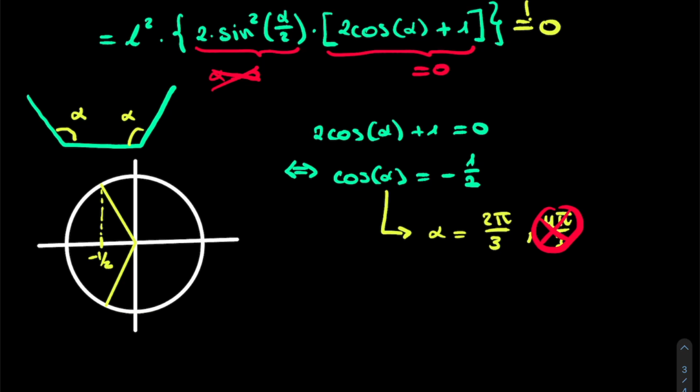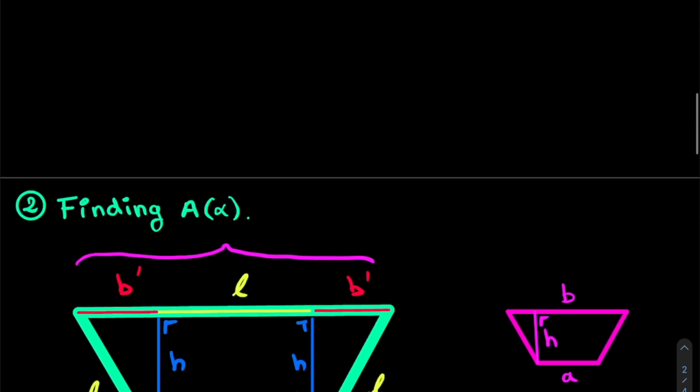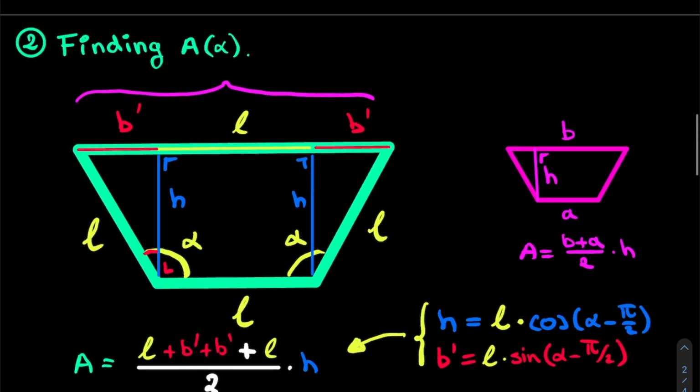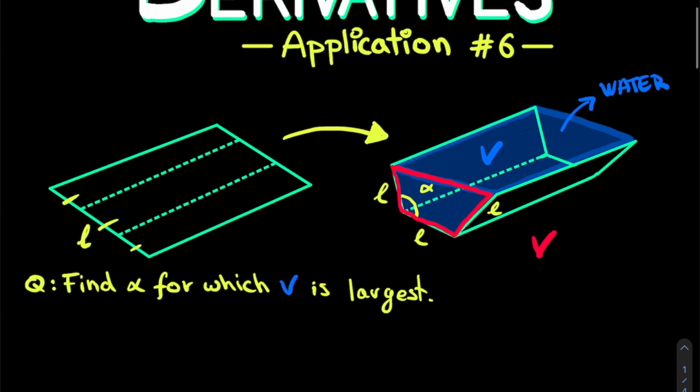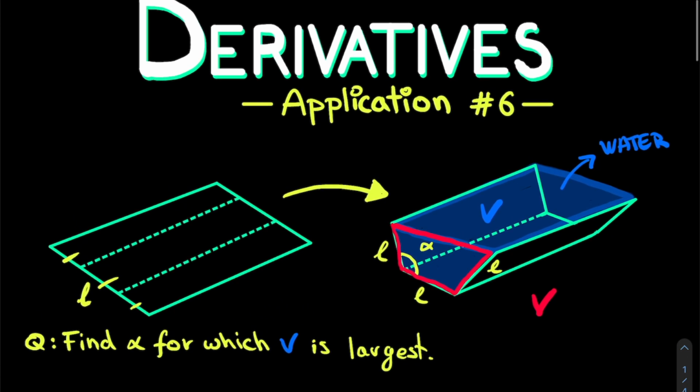And this is the angle, let's go back to the beginning, this is the angle that makes the surface of this cross-section maximal, and the maximal surface of this cross-section will correspond to the maximal volume of our 3D structure, which is what we were asked to find.